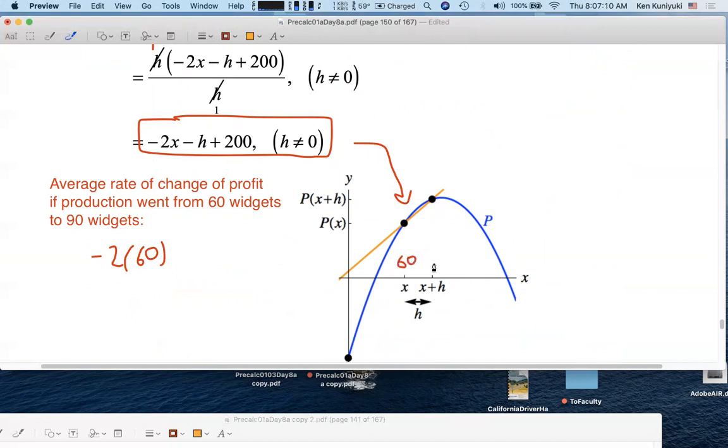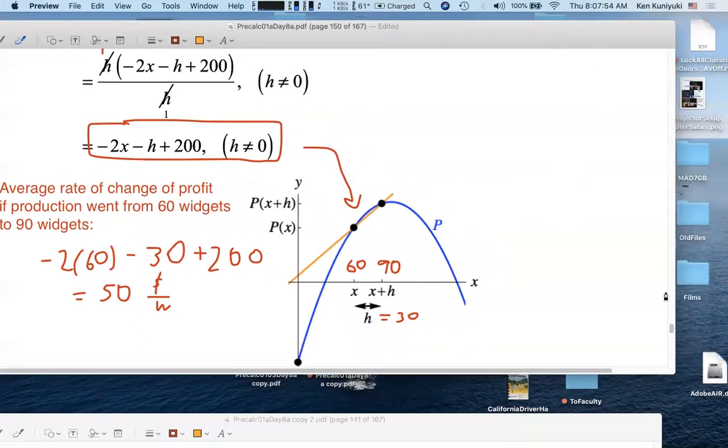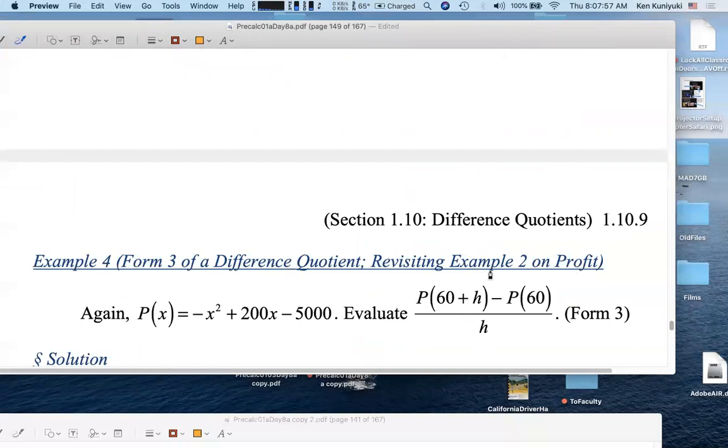Now, if we're increasing production from 60 widgets to 90 widgets, what's the run? 90 minus 60 is 30 widgets. Okay, that was the denominator in our earlier example, 30 widgets. Minus, again, h is 30. That's the run, plus 200. Okay, and this turns out to be, guess what? 50. The unit for y, or profit, is dollars. The unit for x is widgets, $50 per widget. $50 per widget. And that was the average rate of change we found back here when we just plugged in numbers.